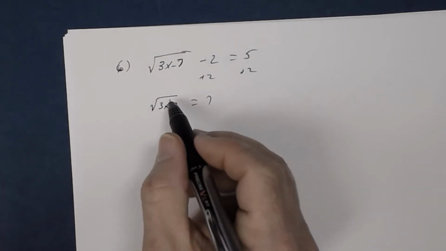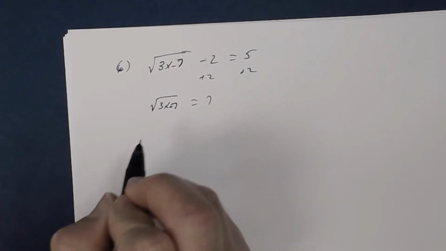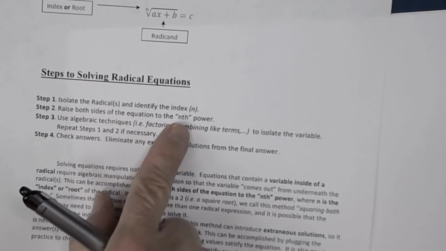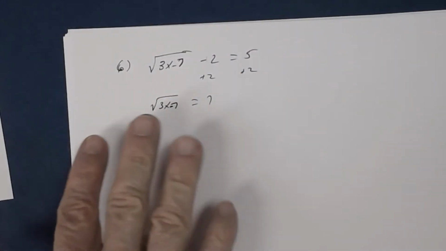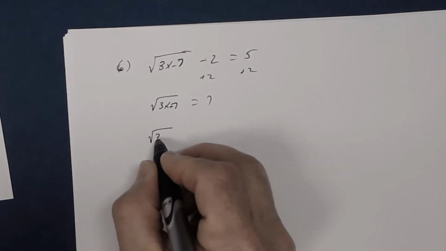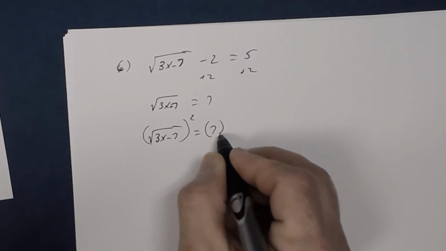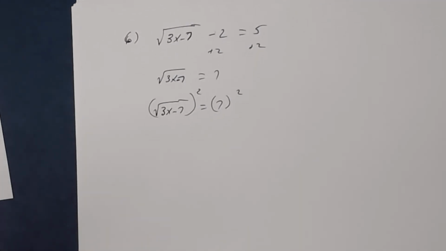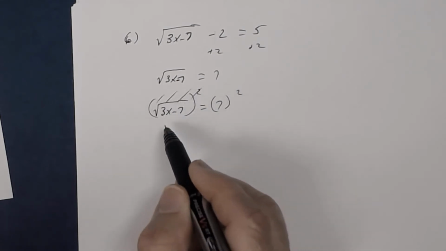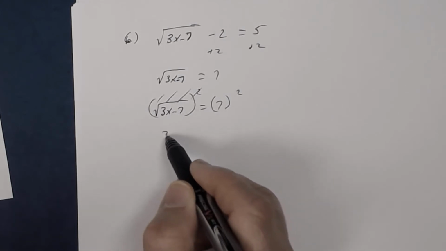All right. Now, once I get the radical by itself, what is the next step? The next step is to raise both sides to the nth power. Well, we're dealing with square roots, so it's always going to be raise both sides to what power? The second power. So we're going to square both sides. All right, so I'm going to do this, just like that. And then you got to remember that the square and the square root will undo each other. So you're left with the radicand. What's the radicand? 3x minus 7.